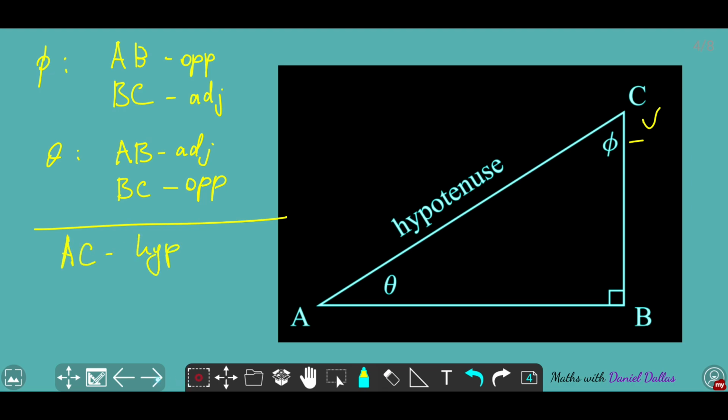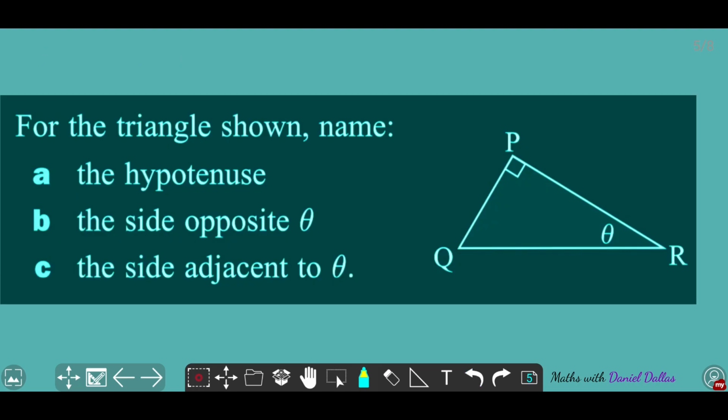Alright, let's move to the next one. Here's the short quiz, or short questions. For the triangle shown, name the hypotenuse, the side opposite to theta, and the side adjacent to theta. I hope you can do that. Just grab your pens and notes and do it in just several seconds.